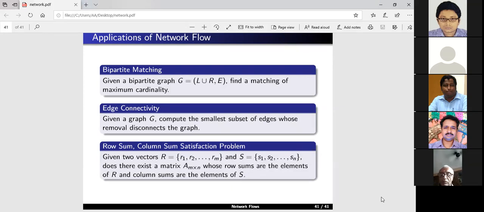So there are a very large number of problems which are apparently not even related to network flows. They can be mapped into a network flow problem, and then you solve the network flow and you get the solution to the original problem. So this is a very versatile tool which can be used for solving many problems, other than the very obvious commodity flow problem.